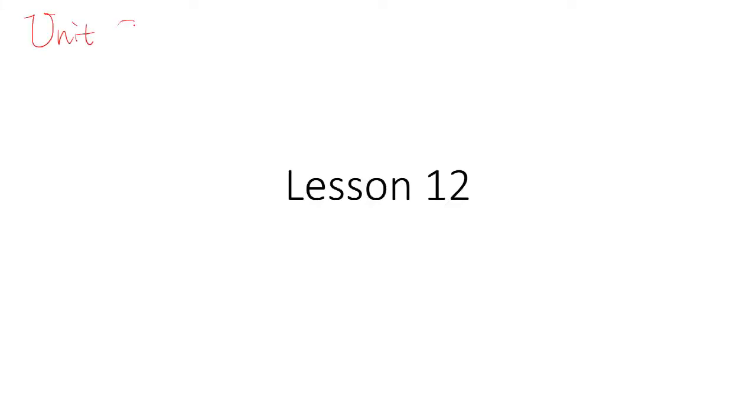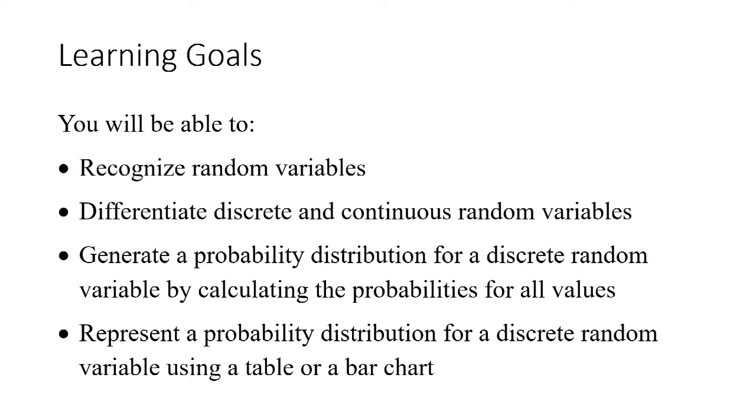From today on, we enter the learning for Unit 2. In today's learning goals, after today's lesson, you will be able to recognize random variables, differentiate discrete and continuous random variables, generate a probability distribution for a discrete random variable by calculating the probabilities for all values, and then represent a probability distribution for a discrete random variable using a table or a bar chart.